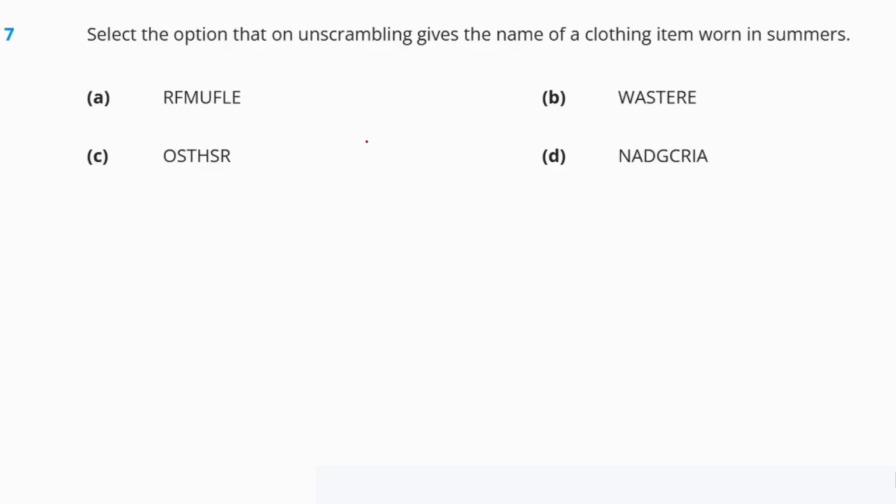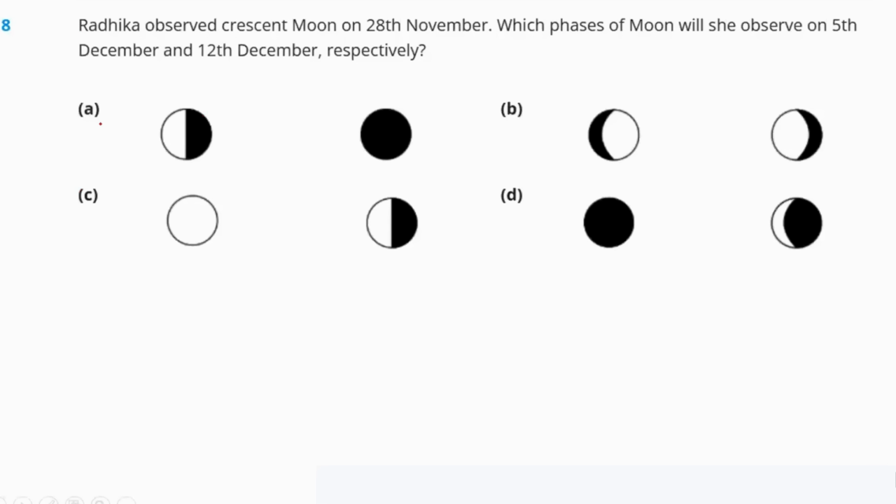Question number 7, select the option that on unscrambling gives the name of a clothing item worn in the summer. So this would be muffler, this would be sweater, shorts and cardigan. Which one do we wear in summers? Shorts we wear, right?